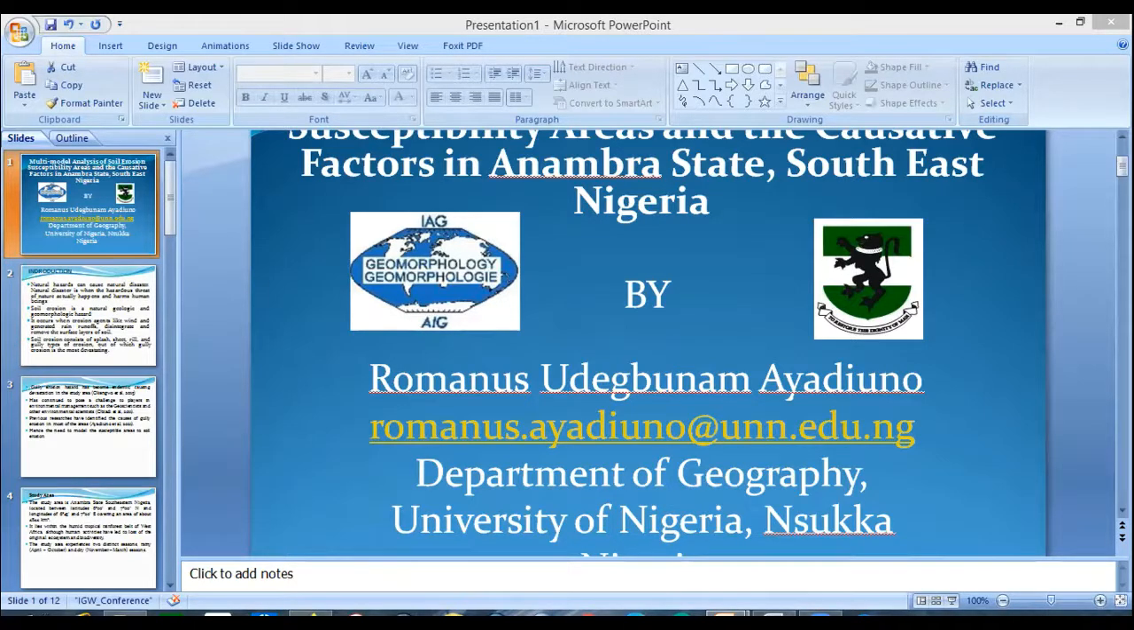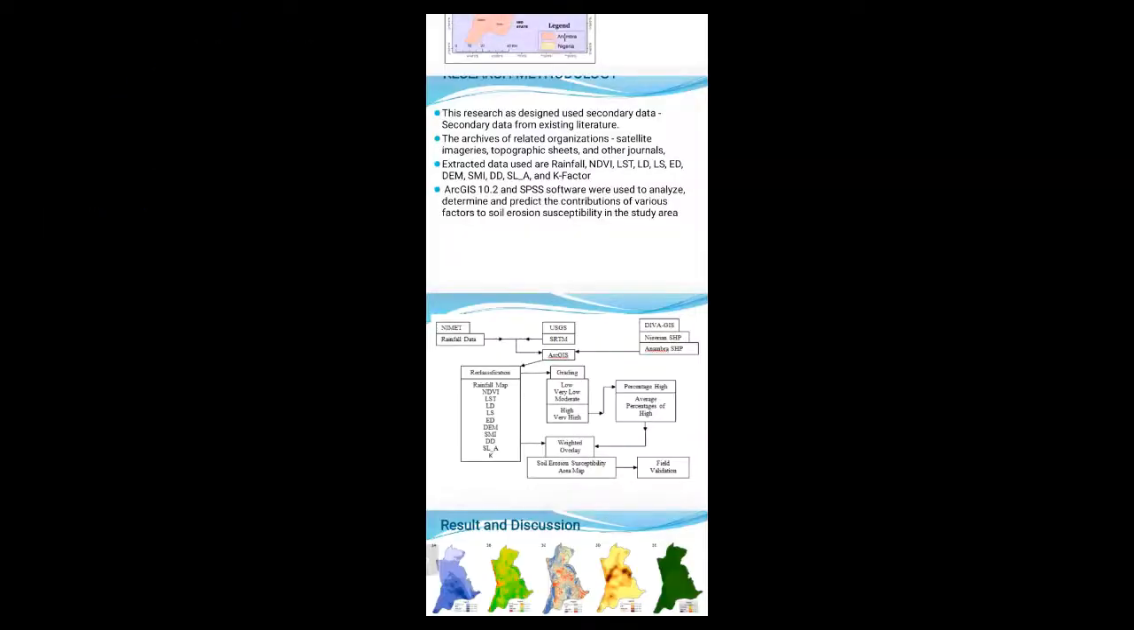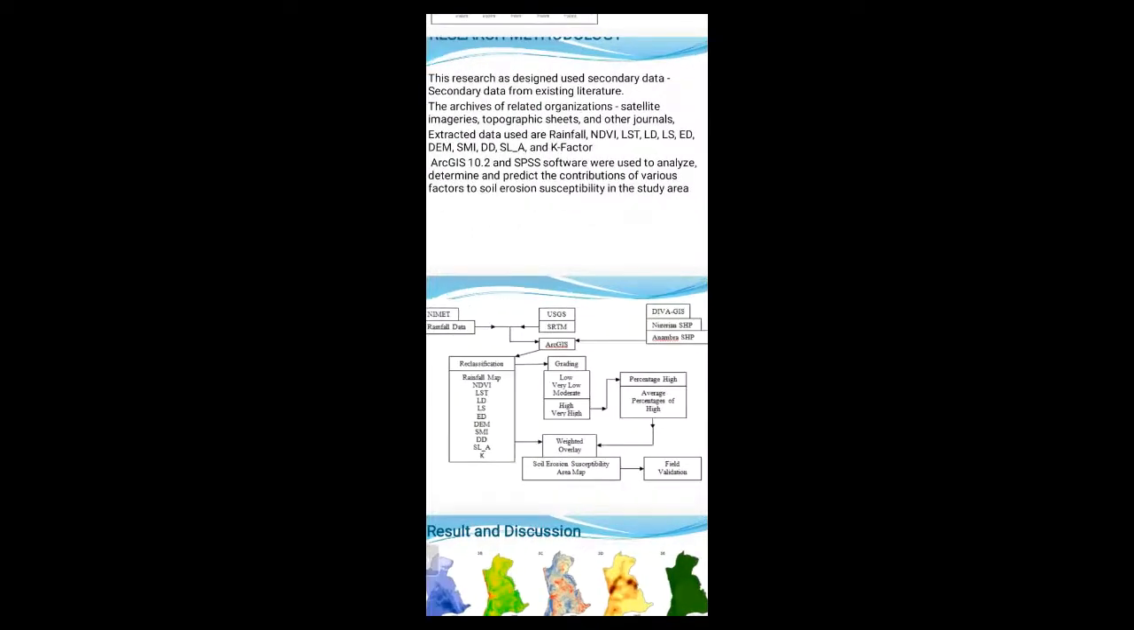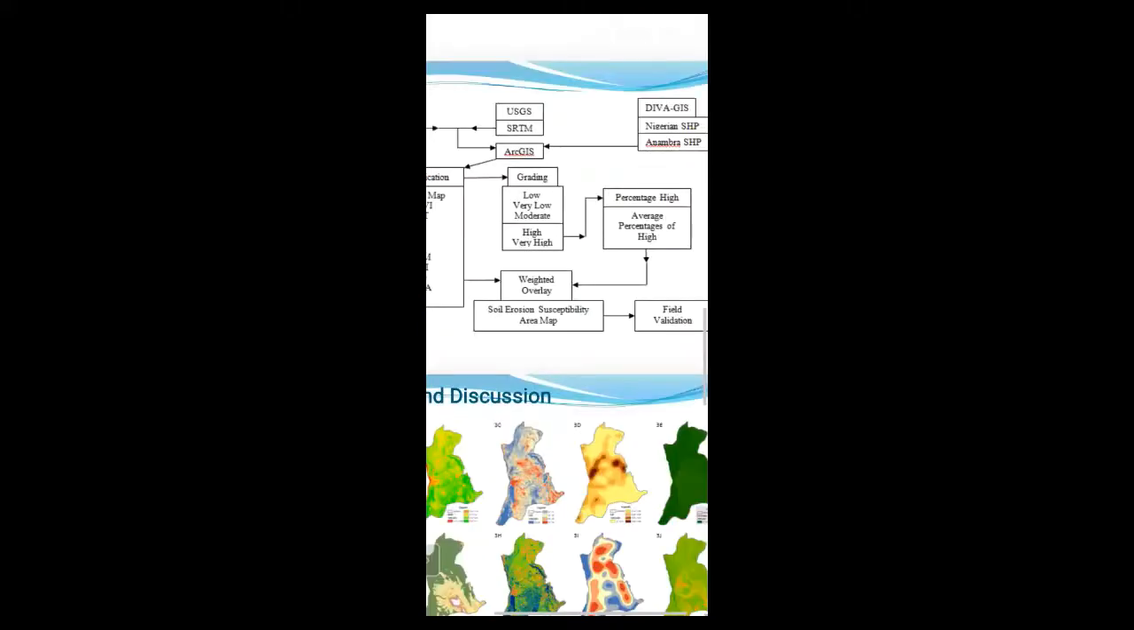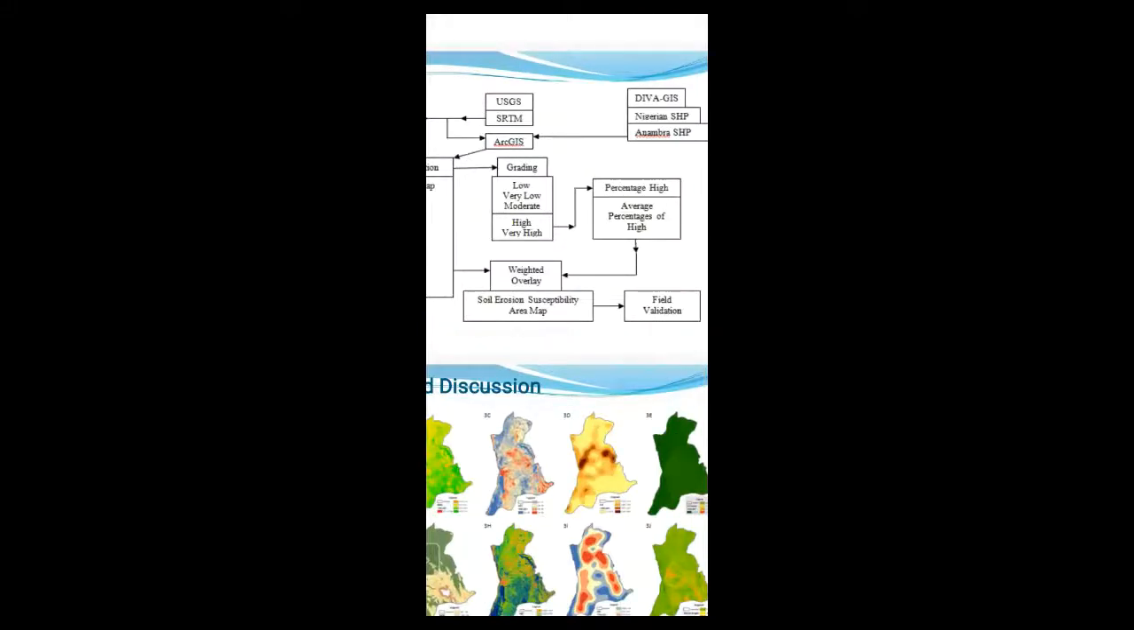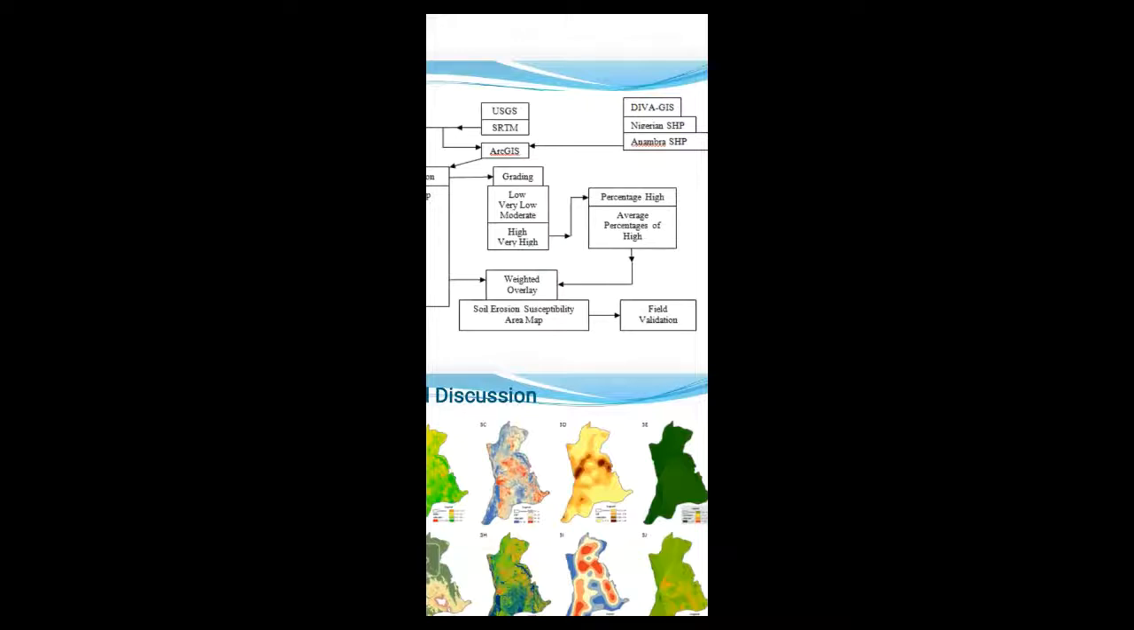You can see our flowchart. It shows where we got our data from: NIMET, which is the Nigerian Meteorological Institution, what we did with the data, and the outcome of the use of the data. Okay, beautiful. So we used rainfall data from NIMET, and we used satellite images from USGS. We obtained shapefiles of Nigeria and Anambra State from DIVA-GIS and exported them to ArcGIS.